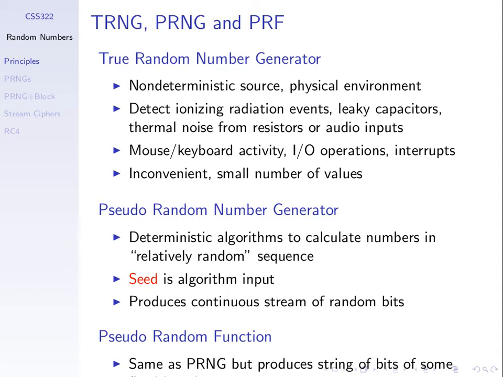We'll see that the algorithm will have an input. That input is called a seed, the seed of the algorithm or the seed of the number generator. And the algorithm produces a continuous stream of random bits. So our sequence, we normally deal with bits. We can look at it from the perspective of decimal numbers or letters, but normally it produces a stream of bits, zeros and ones. What's missing down the bottom there? There's also a pseudo-random function, which is the same as a random number generator, but produces not a continuous stream, but a fixed length sequence of bits.